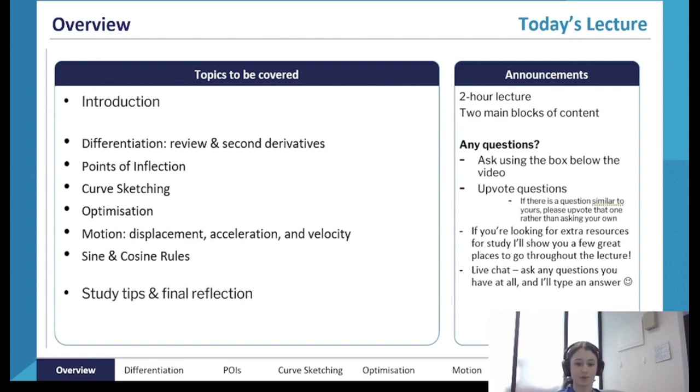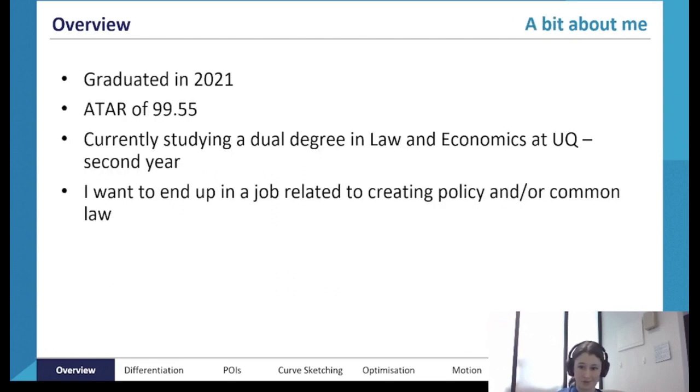Before we get into the content, a quick overview of myself. I graduated in 2021, so a year and a bit ago now. I got an ATAR of 99.55. And then I'm currently studying a dual degree in law and economics at UQ, and I just started my second year a few weeks ago.